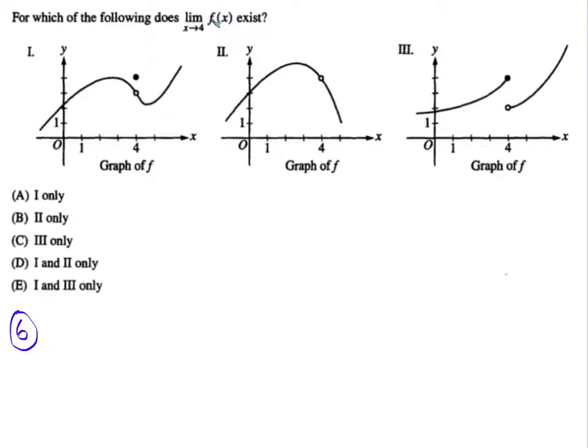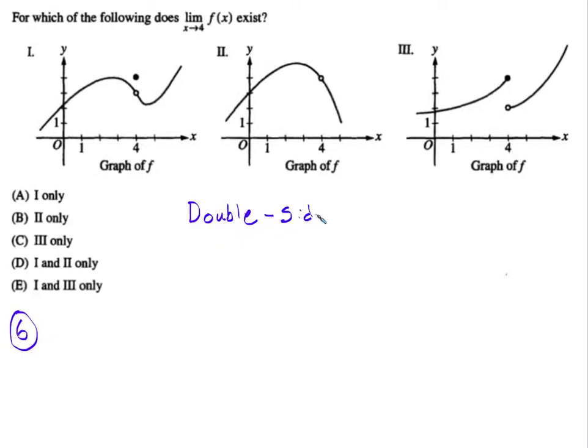All right, we're looking for which of the following does this limit exist. What type of limit is this again? Is this a left-hand limit, right-hand limit, or double-sided limit? You decide. And if you said it is a double-sided limit, you are correct. And what do we know about a double-sided limit?